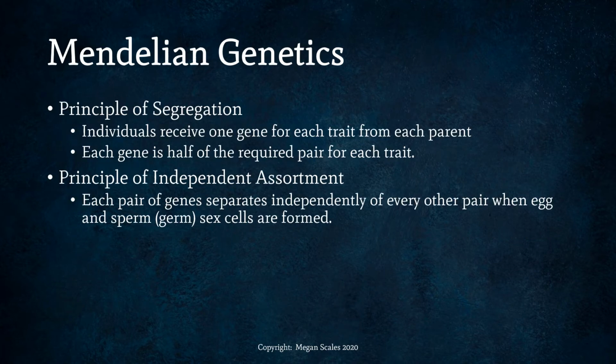He also discovered the principle of segregation, which means that individuals receive one gene for each trait from a parent, and that each gene is half of the required pair for each trait. He also discovered the principle of independent assortment, which means that each pair of genes separates independently of every other pair when egg and sperm are formed. So these questions or these facts might be in your quiz. This is just a review of what Mendel discovered.